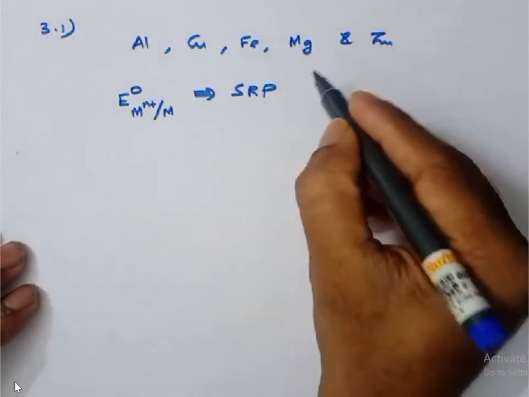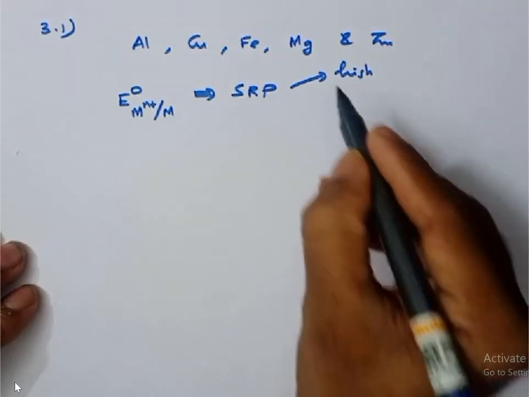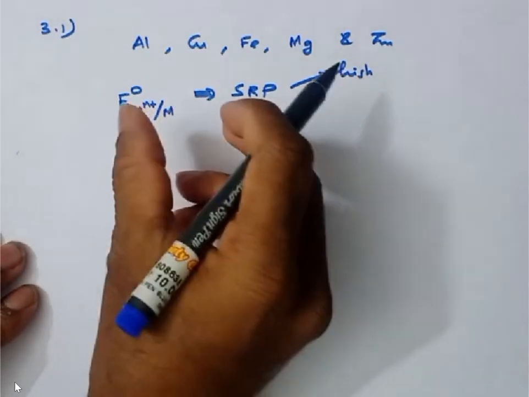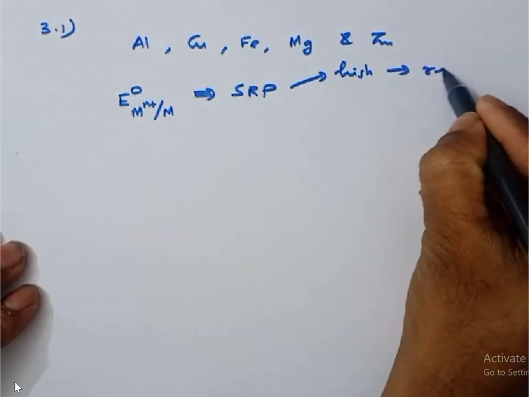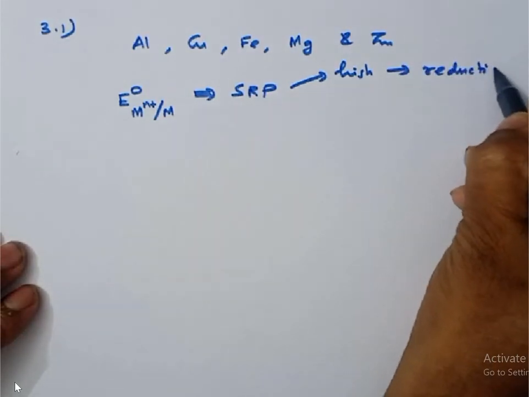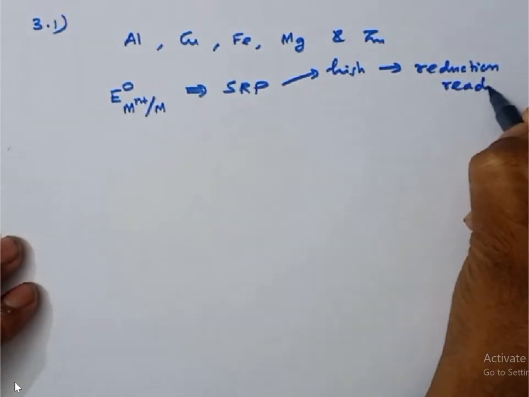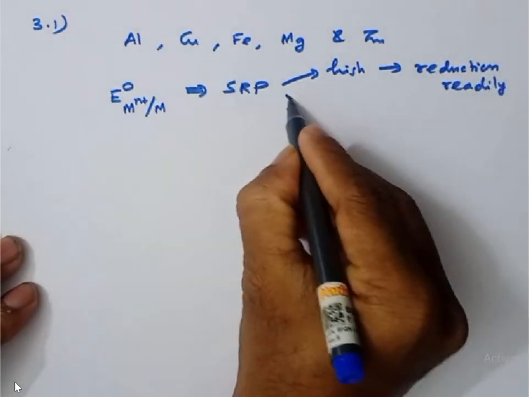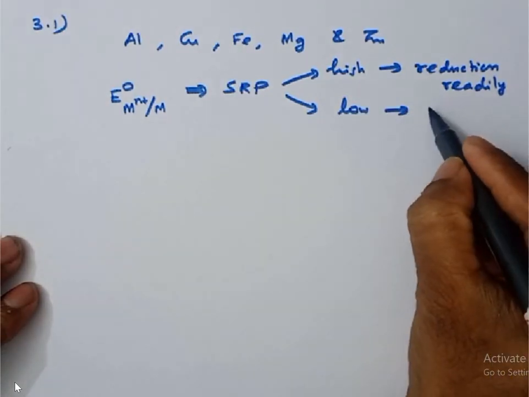If the SRP value for a particular metal ion is high, that means the metal can undergo reduction easily, readily. If the SRP value is low, then the metal will undergo oxidation easily.